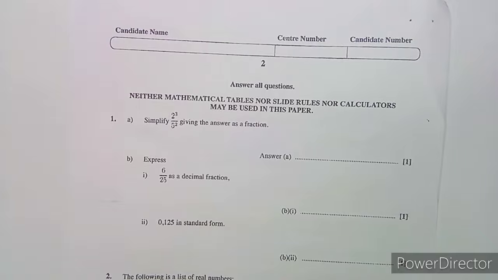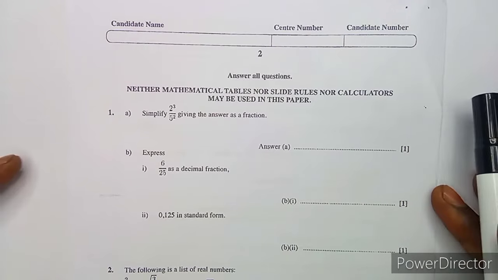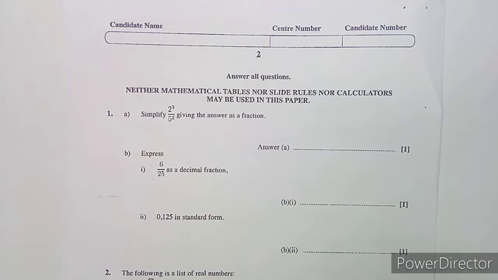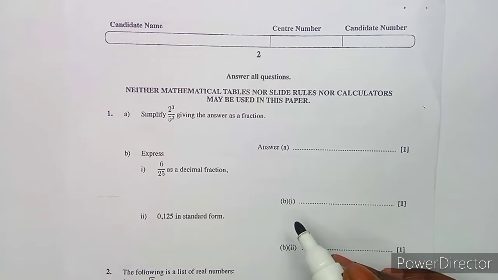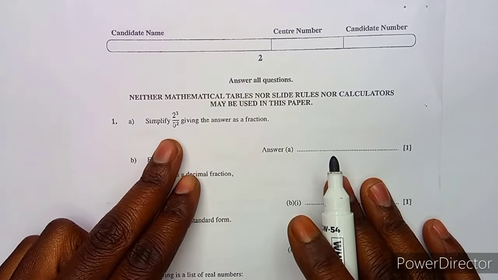So we shall quickly rush through the questions, and also take notice of paper 1: neither mathematical tables, no slide rules, no calculators may be used in this paper, which means these are not allowed to be part of your exam. Okay, so the first question is to simplify 2 to the exponent of 3 over 5.